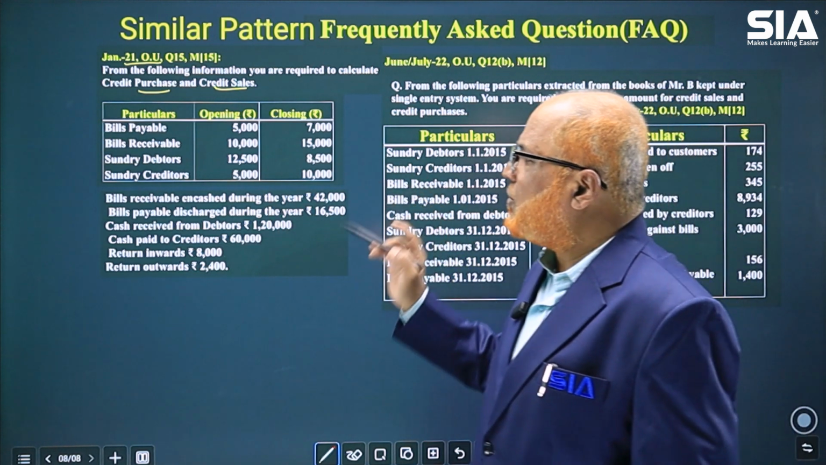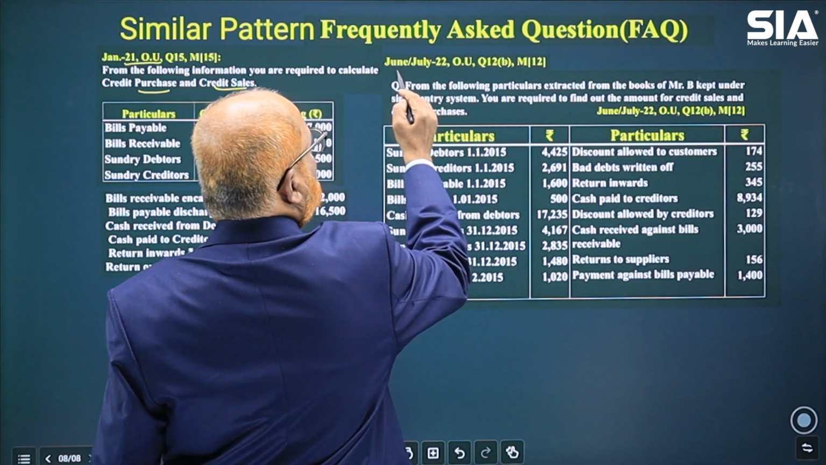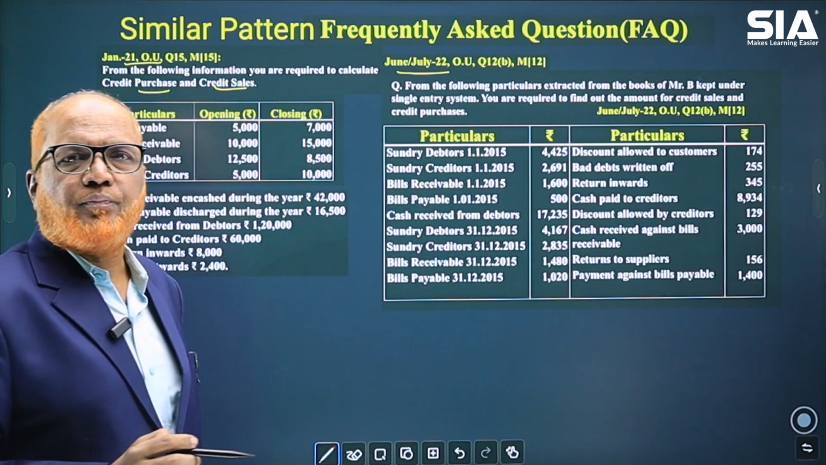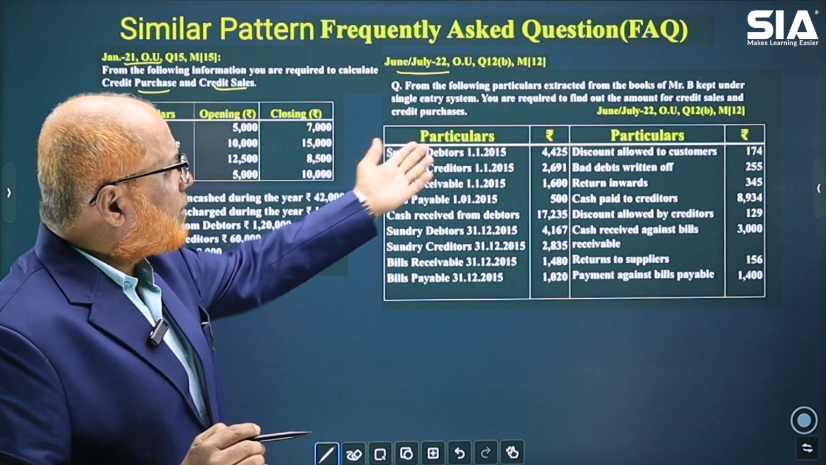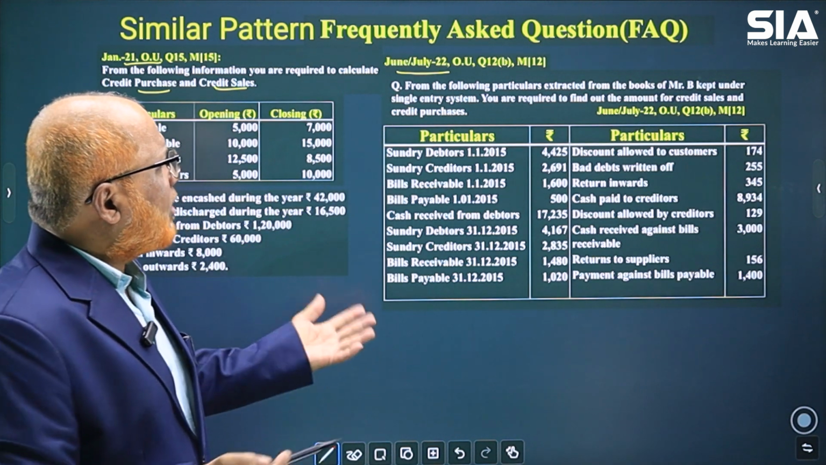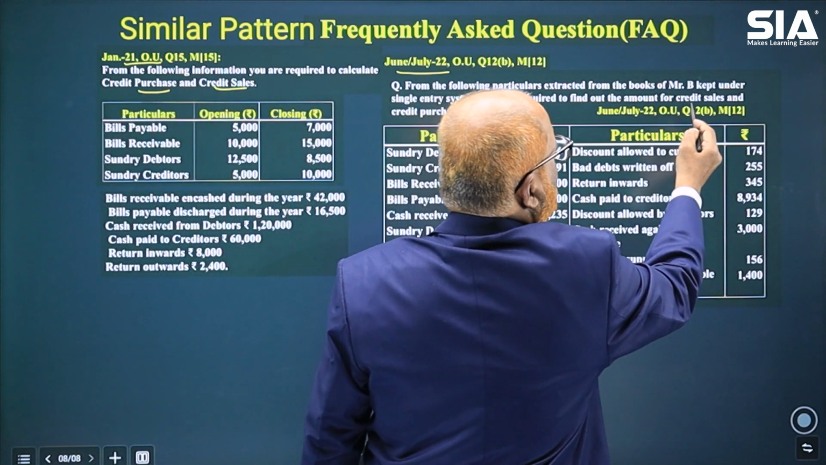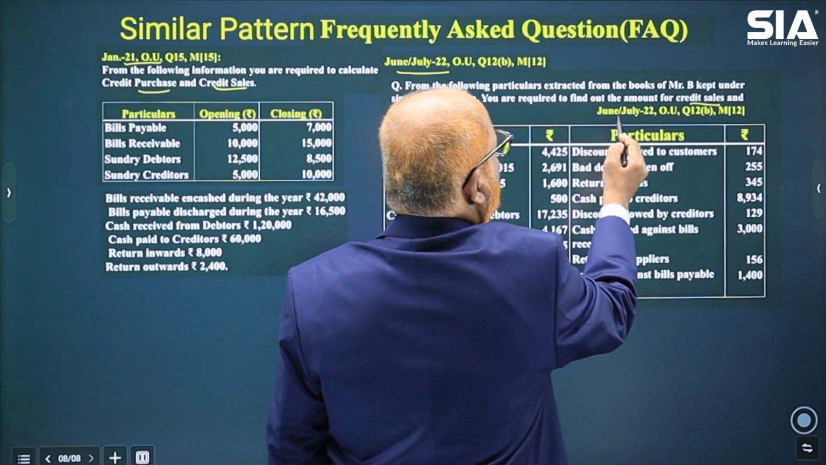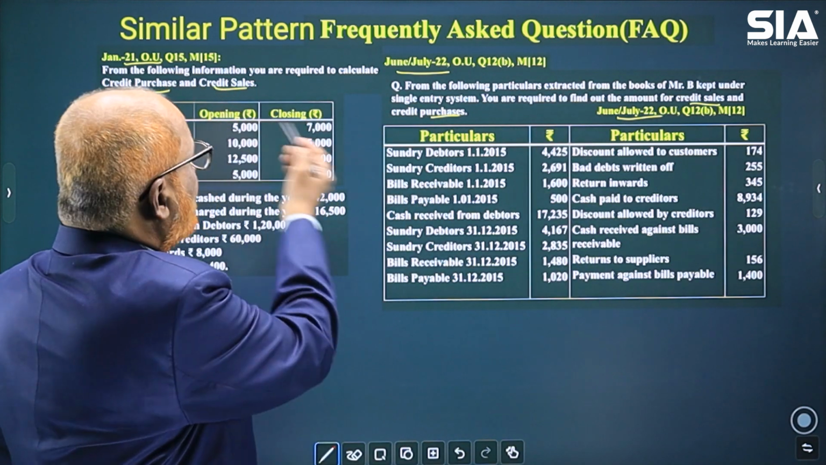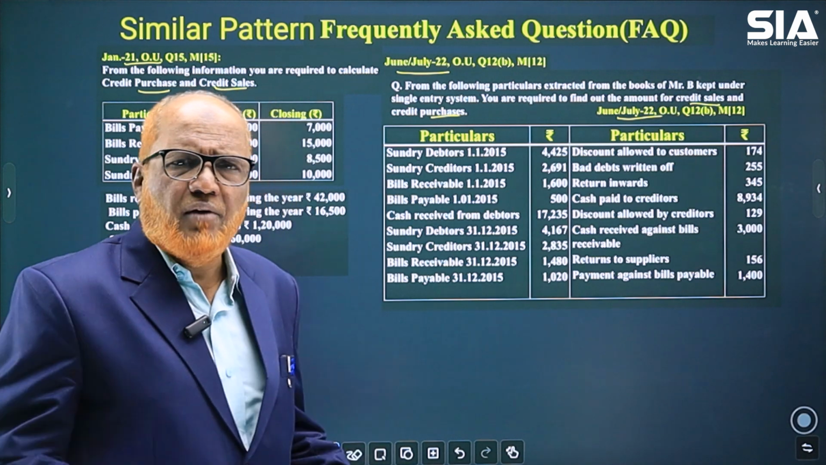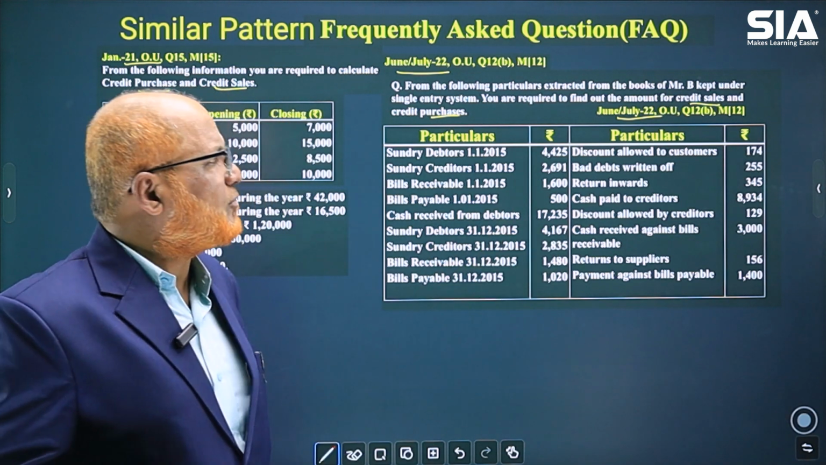Right? A similar type of problem had also been asked in July 2022. So you can see how frequently this type of problem is asked. In this problem also, same thing. You are required to find out the credit sales and credit purchases. This was asked in July 22. So they have asked in 21 as well as 22. Almost every year, they are asking this type of problem.